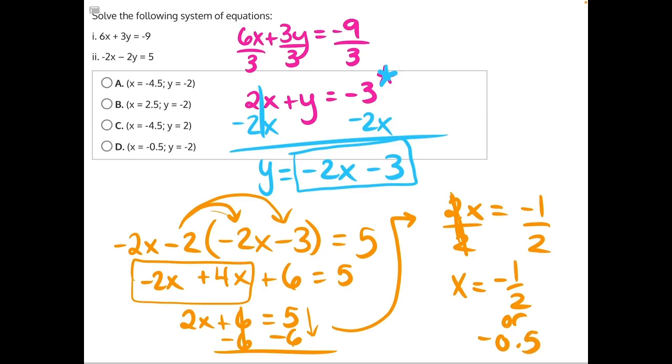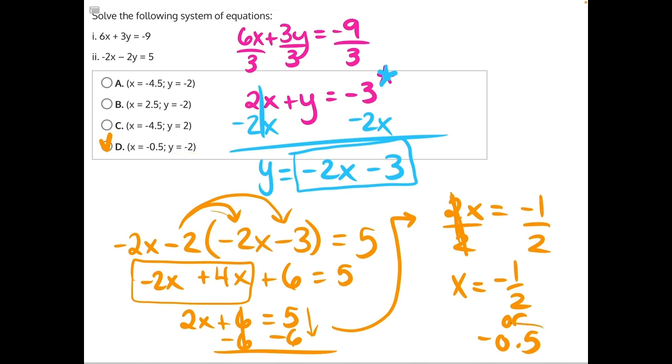If we look at all of our answer choices, there is only one answer choice that has negative 0.5 as its x value, and thus that is enough for us to choose answer choice D as our correct answer. At that point, you would be able to mark D and move on with the rest of the test, but for the sake of the video, I'll show you how you would have gotten your y variable using substitution method.